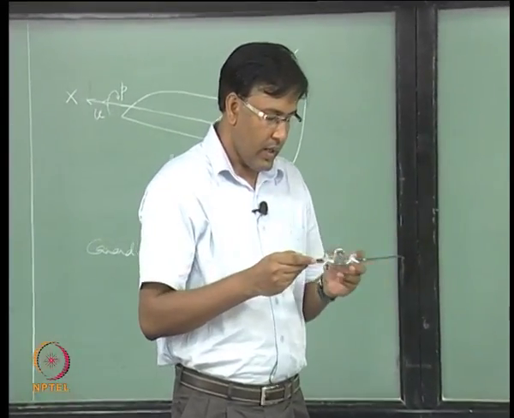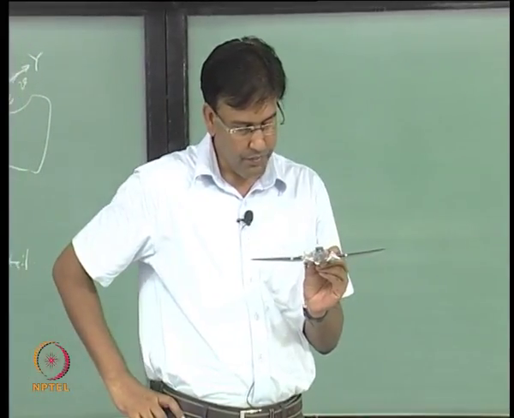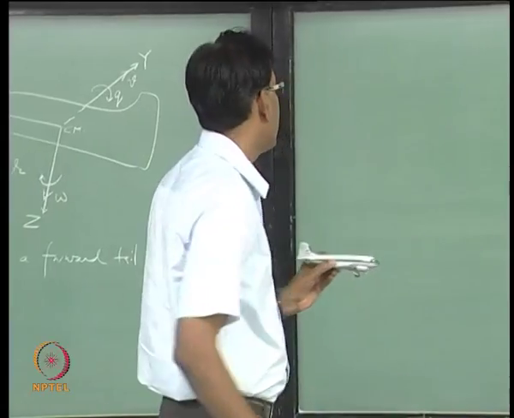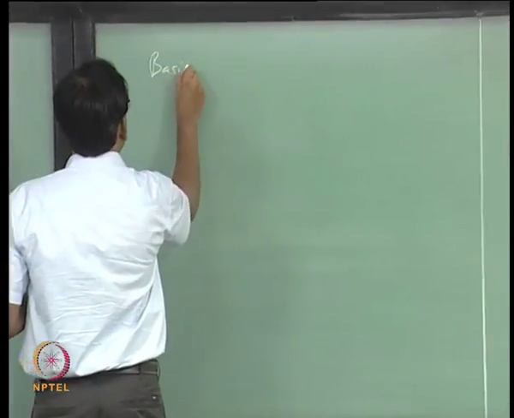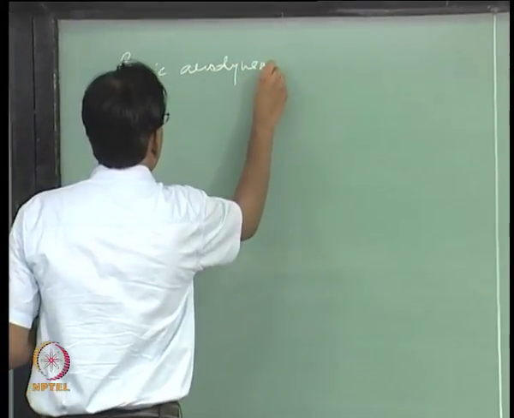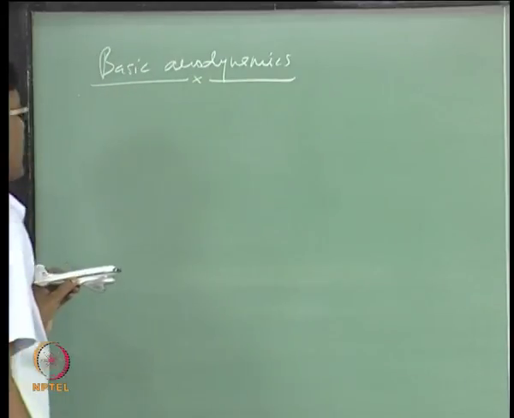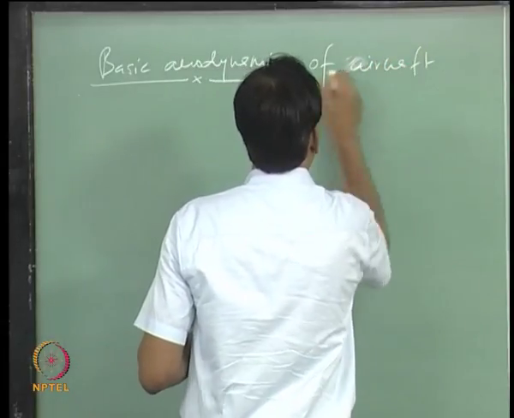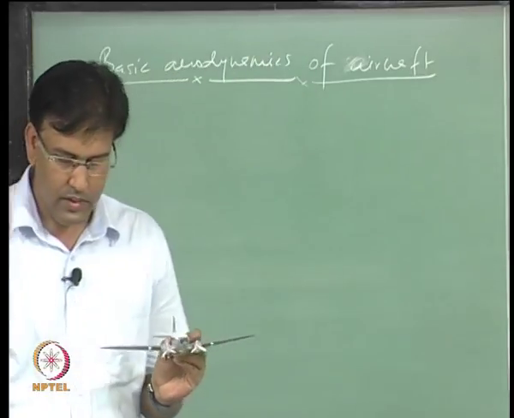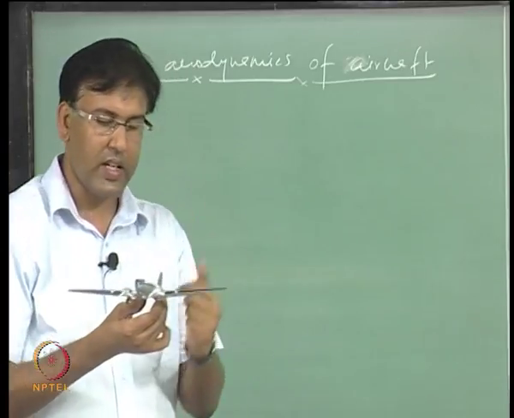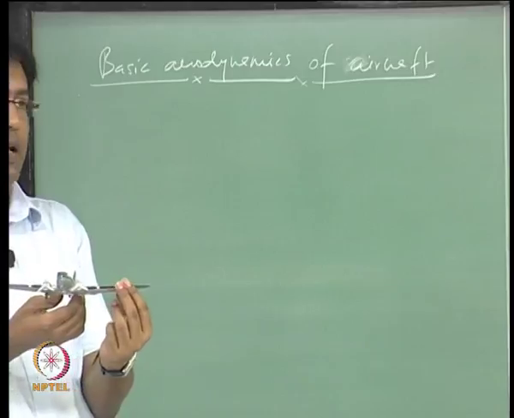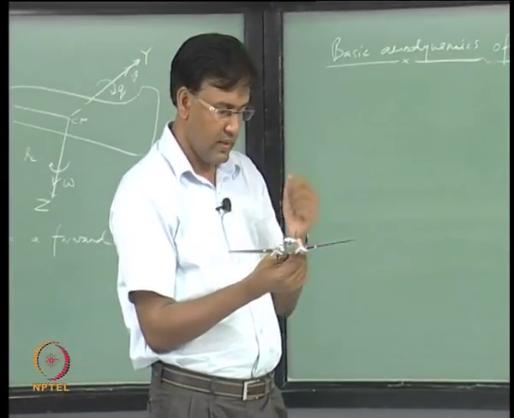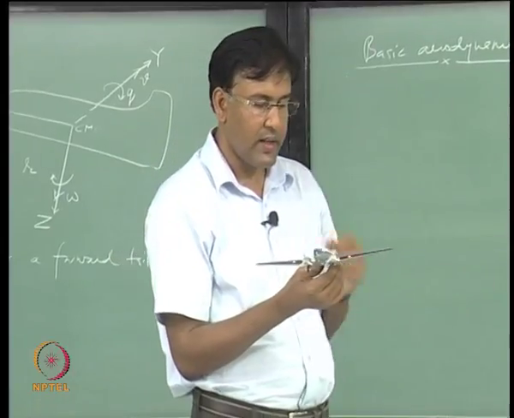So, after explaining all that, let us look at how the wing actually is. So, let us try to understand some of the basic aerodynamics of aircraft. The aircraft actually consists of a lot of aerodynamic surfaces, of which you can see this wing, and the tail is also an aerodynamic surface, vertical tail and the horizontal tail.